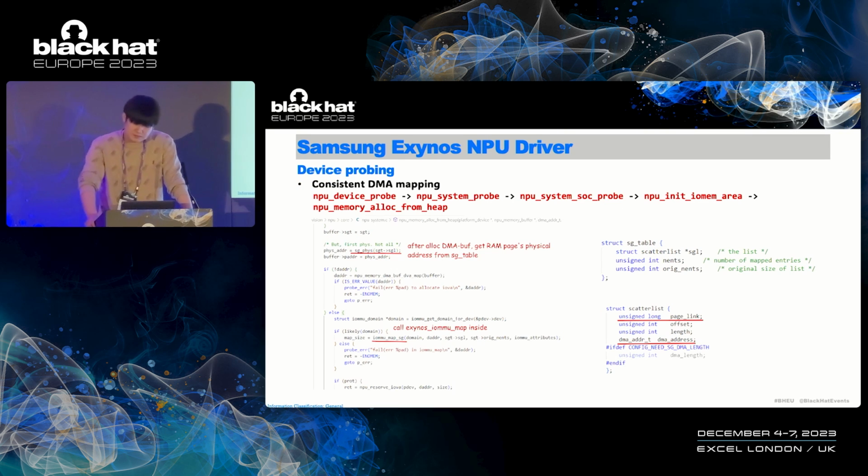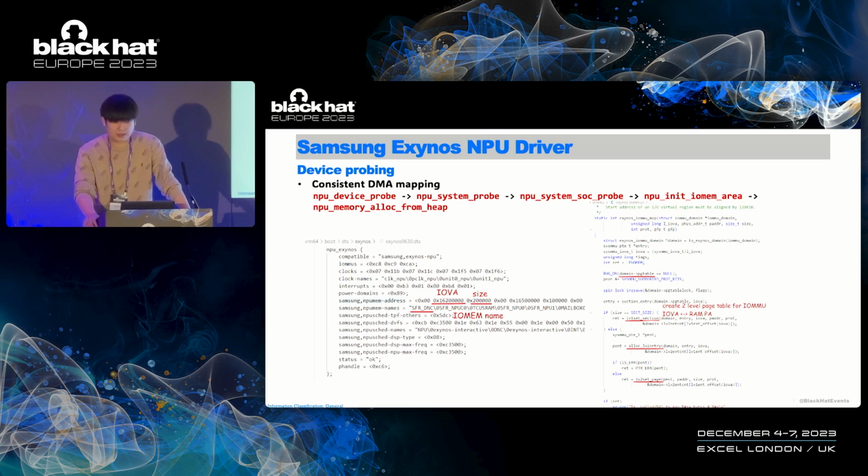From the kernel's view, the NPU device is a typical platform device. In the device probing stage, the system will allocate some DMA space for initializing. DMA is direct memory access, which means the DMA controller hardware will transfer data between the device and the RAM directly without using the CPU. After allocating the DMA space in RAM, its physical address will be saved in the schedule list structure for later configuring the IOMMU page table.